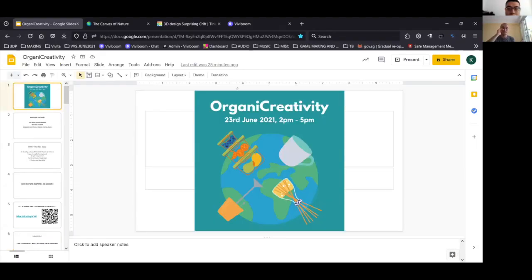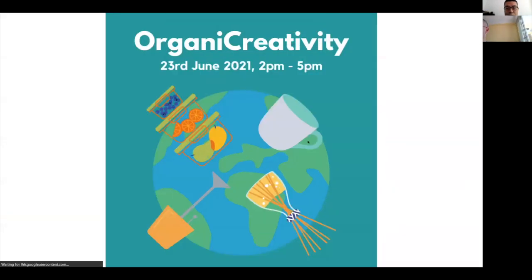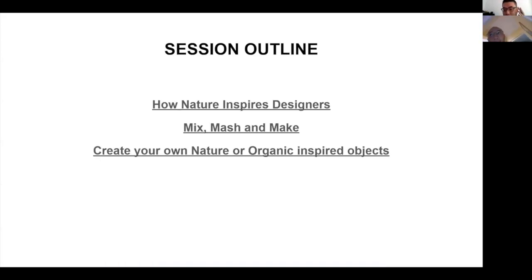Okay, so this session is called Organic Creativity. What we'll be doing is using nature as an inspiration for creating designs. This is the session outline. We'll understand how nature inspires people to make designs. Then we'll have an exercise where we mix and match, and then we'll make stuff. Based on what we've learned today, you can also use the knowledge you learned to create your own nature or organic inspired objects.